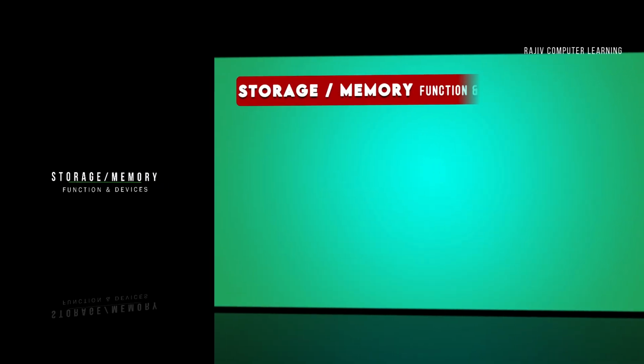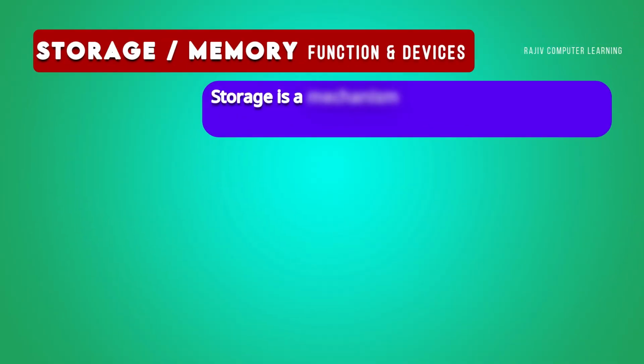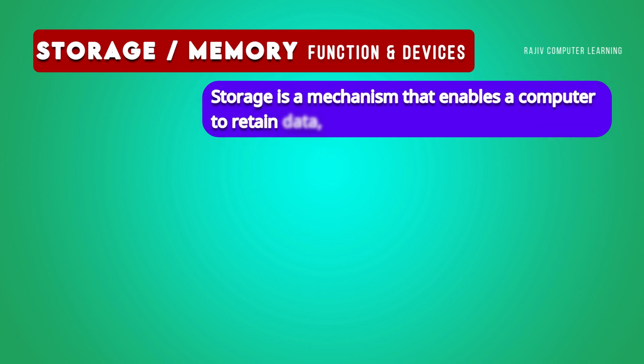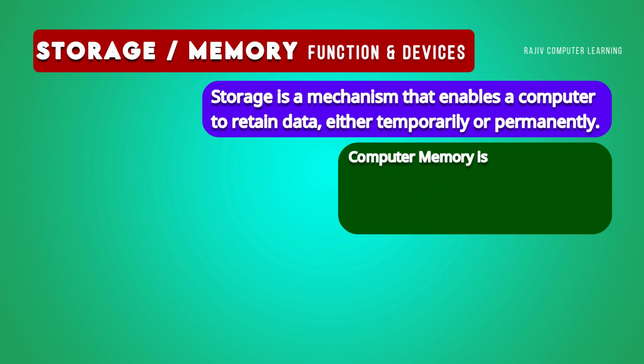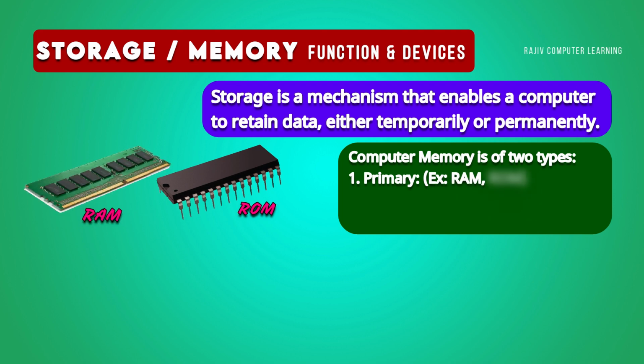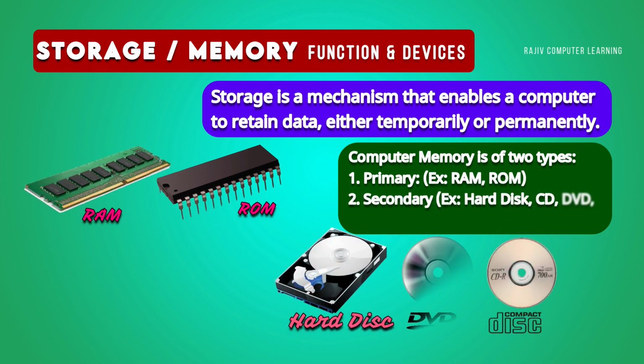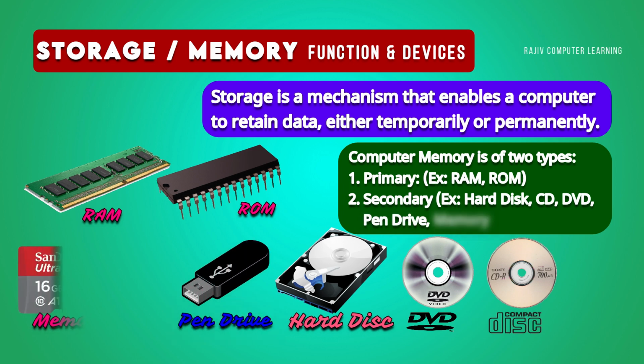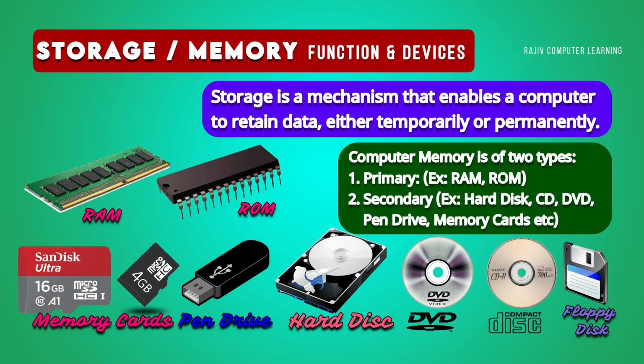Storage or memory, function and devices. Storage is a mechanism that enables a computer to retain data either temporarily or permanently. Computer memory is of two types: one is primary and the other is secondary. Primary memory includes RAM and ROM. Secondary memory includes hard disk, CD, DVD, pen drive, memory cards, floppy disk, etc.